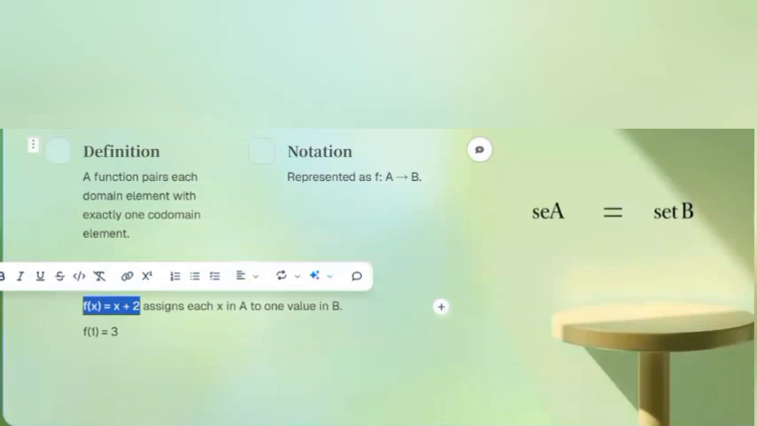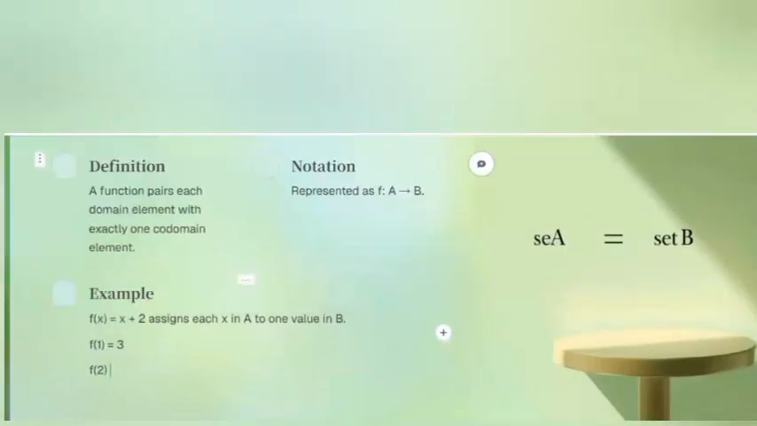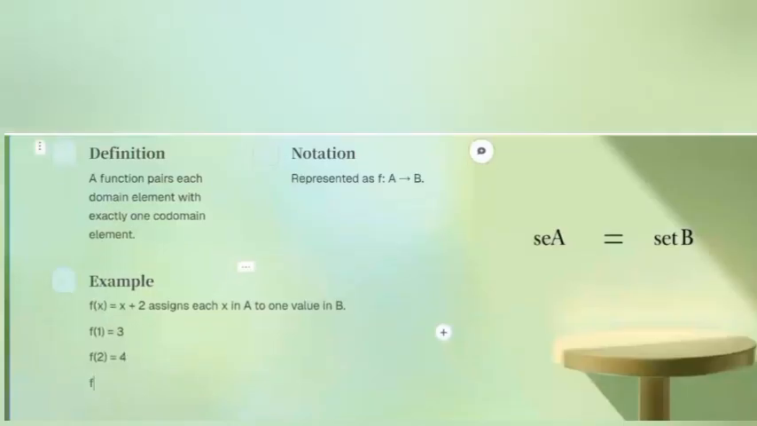If you input 1 into this function, your output is 3. Likewise, if you input 2 into this function, your output is what? 4, because 2 plus 2 is 4. If you input 10 into this function, your output is what? 12. Now, you are seeing that for every single input you put into this function, you get a corresponding output. Now, the input is your domain, and the output is your codomain element.